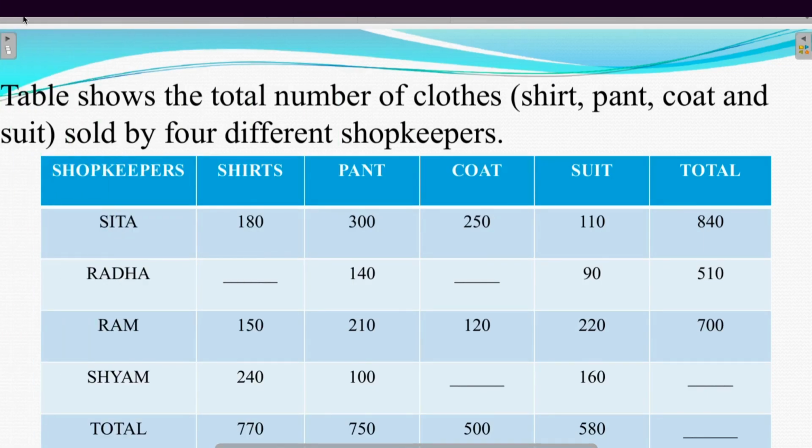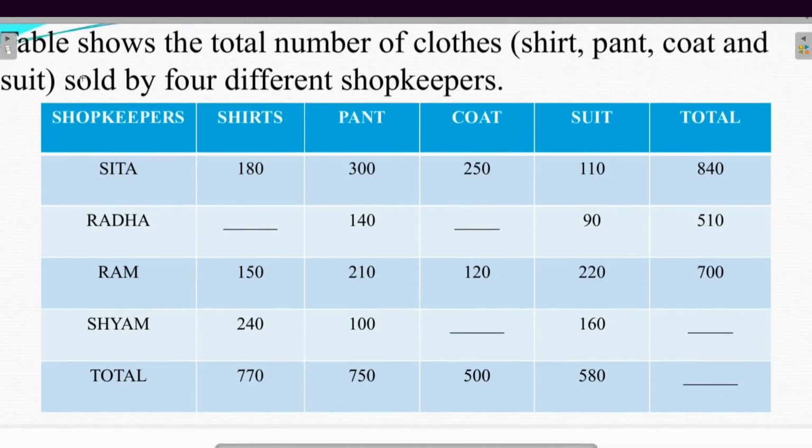So welcome back. We're going to discuss one more data interpretation. This table shows the total number of clothes, shirt, pant, coat and suit, sold by 4 different shopkeepers. Sita sold shirts 180, pant 300, coat 250, suit 110, total will be 840. And also all 5 members sold shirts. I will get to know from this data. Total 770. So before solving this DI, we have to find out the values.